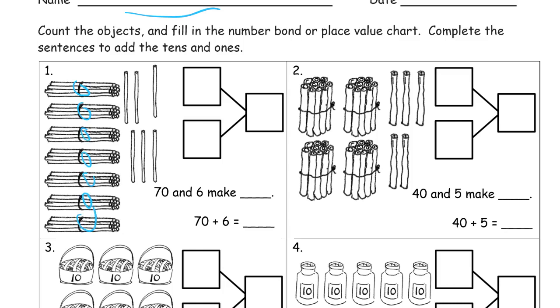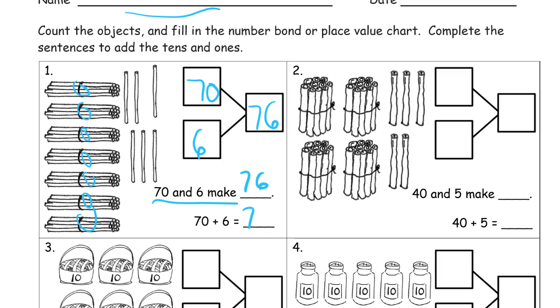1, 2, 3, 4, 5, 6, 7 groups of 10. So we've been used to writing, okay, that's like 7 tens and there's 6 ones and that makes 76, but it doesn't, because 7 plus 6 makes 13. It doesn't make 76. This is a number bond. It's not a place value chart. So just be careful about that. It should be 70. And 6 makes 76, just like it says here in the sentence. 70 and 6 make 76.